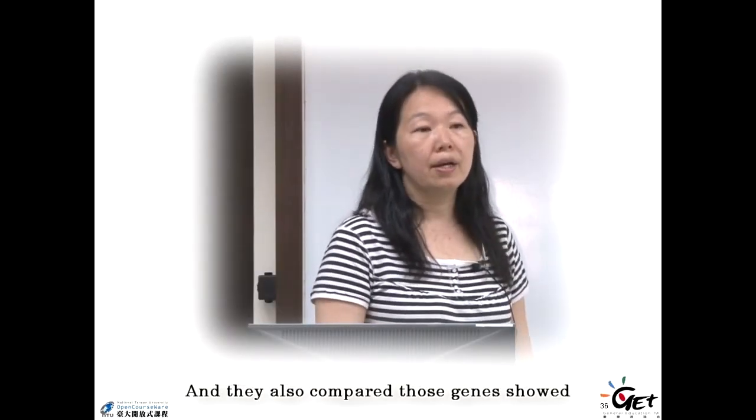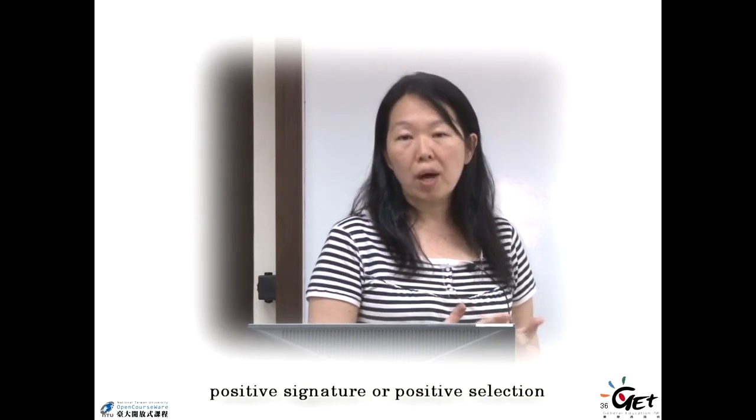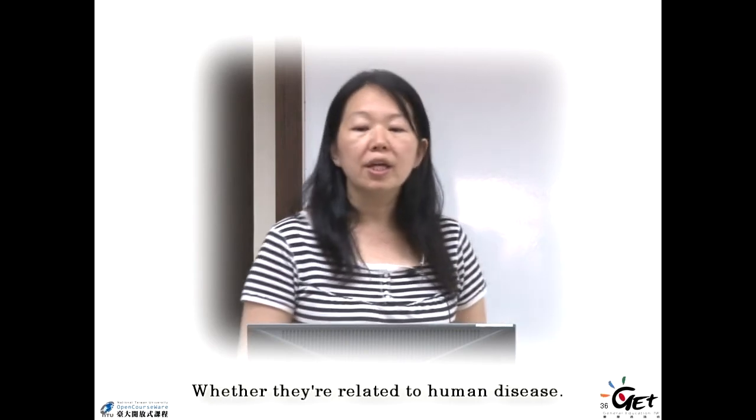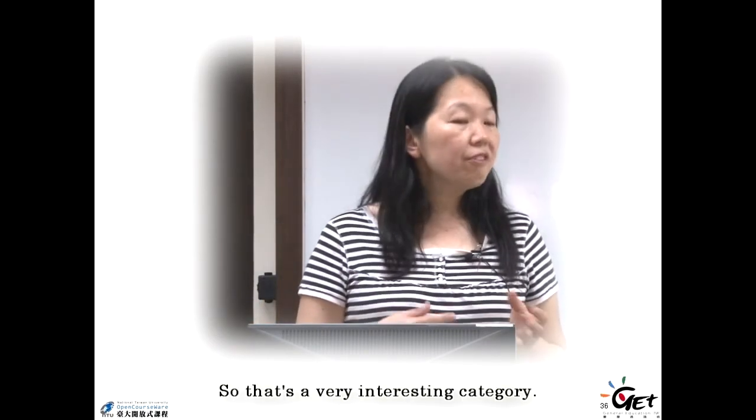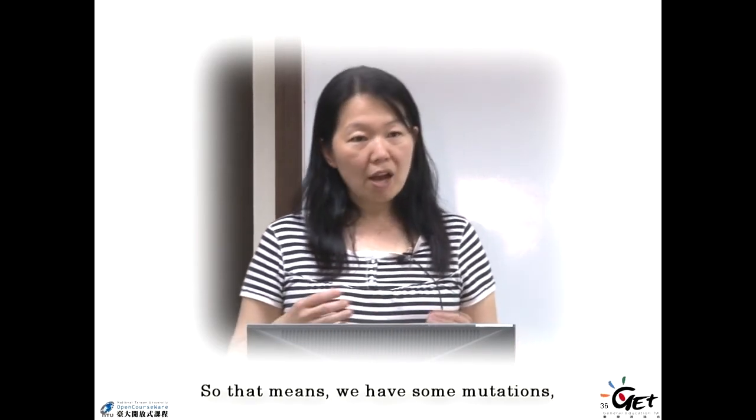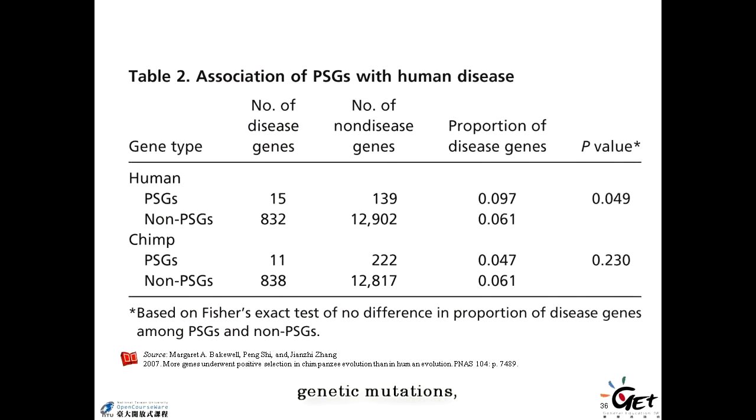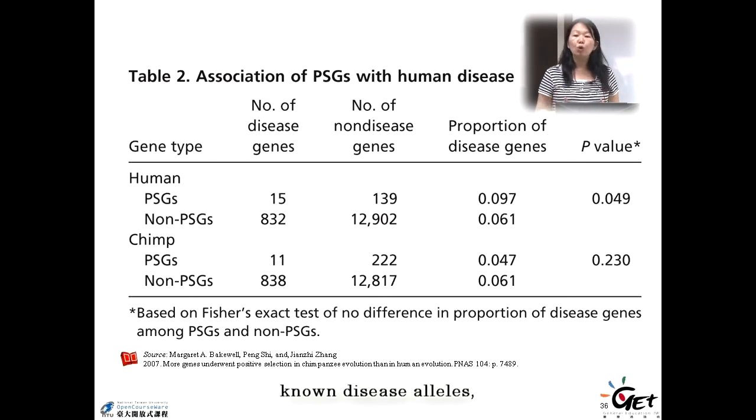Then they also compared those genes showing a signature of positive selection, and whether they are related to human disease. That's a very interesting category. It means we have some genetic mutations, and those mutations affect human health. So they are disease mutations segregating in the human population. But in some of those cases, we detect positive selection. Although the p-value now is like 0.49, that's the pooled data with all the known disease alleles or disease genes.